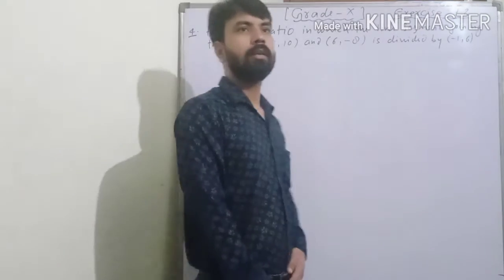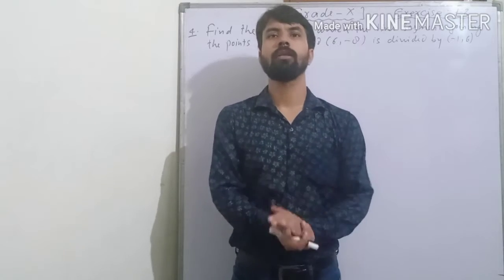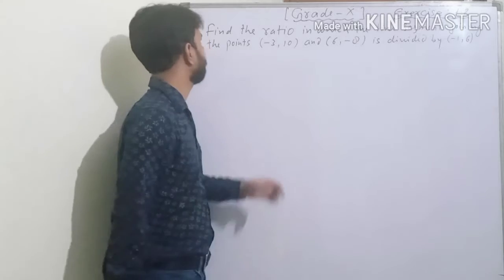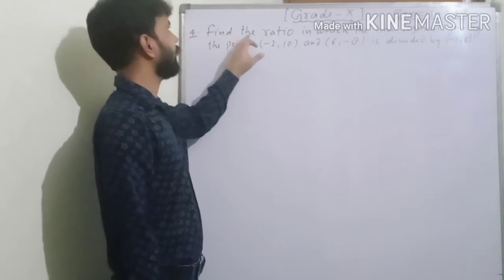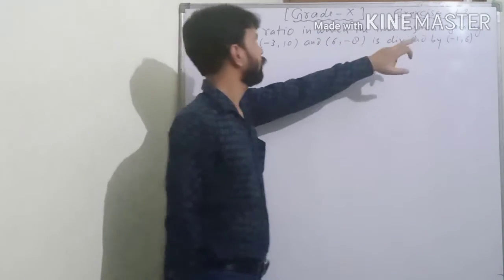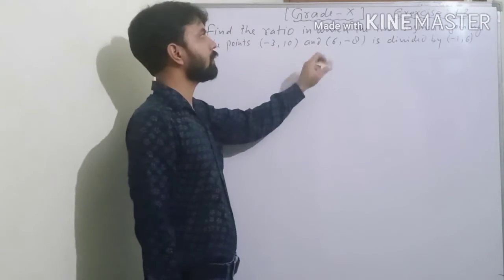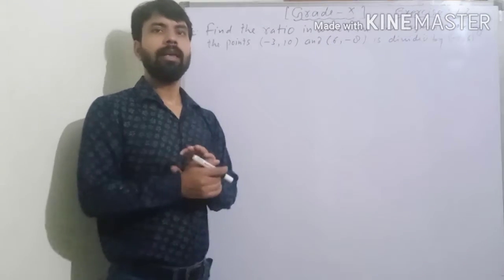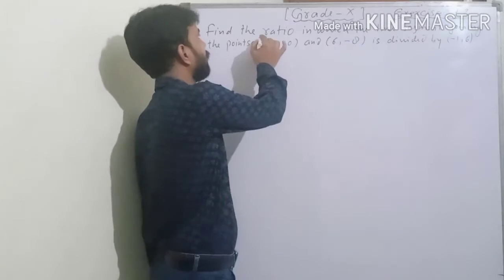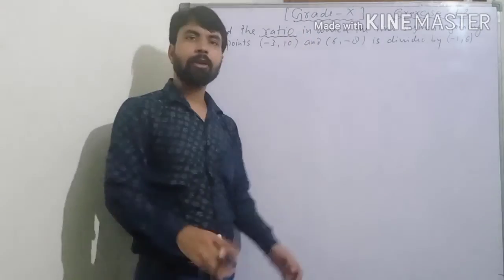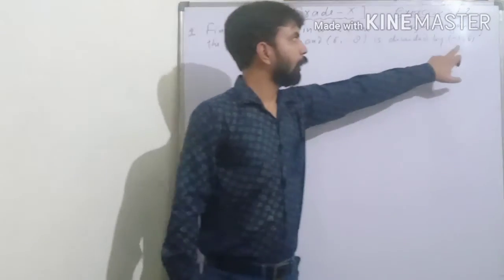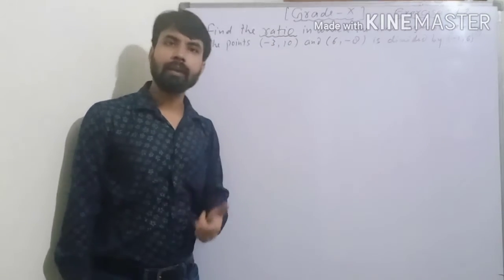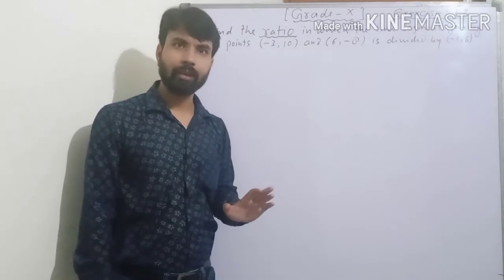Okay students, now I am going to explain you question number 4. This is very important question. Clear? So pay attention here. This question is saying find the ratio in which the line segment joining the points this and this is divided by minus 1, 6. In this question we will have to find the ratio. हमें रेशियो फाइंड करना है कि ये पॉइंट इन दो पॉइंट्स को ज्वाइन करने वाली लाइन को किस रेशियो में डिवाइड करेगा. Is it clear to everyone?